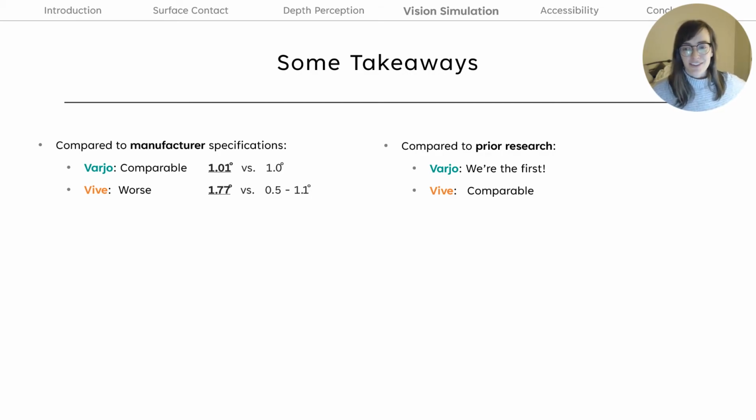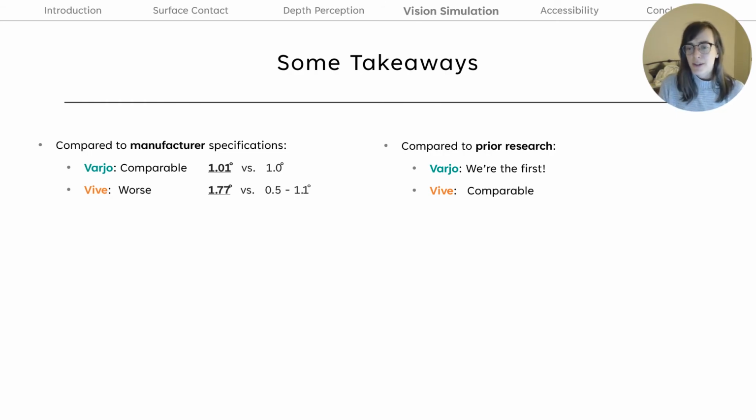And this is even after, in the manufacturer specs, I should say, they only assess and report these values within the center 20 degrees field of view, which is what we evaluated, and we were still off. And how does our work compare to prior research?